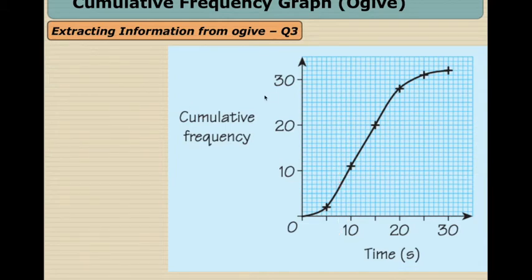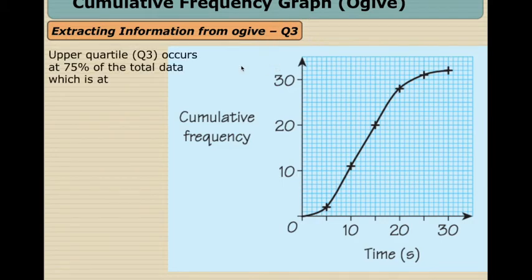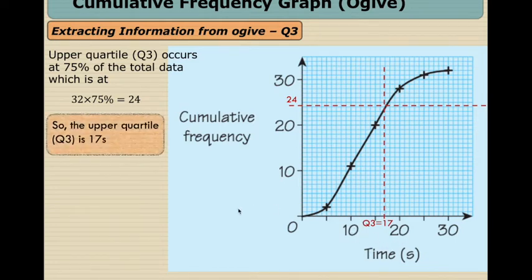Next, how do we find Q3 or the upper quartile? Well, it occurs at 75% of the total data, which is at 32 multiplied by 75%, which is equal to 24. Then you find 24 in the y-axis or in the cumulative frequency axis. You go across, find the intersection, and then you go down. So the upper quartile or Q3 is equal to 17 seconds rather, sorry. Right?